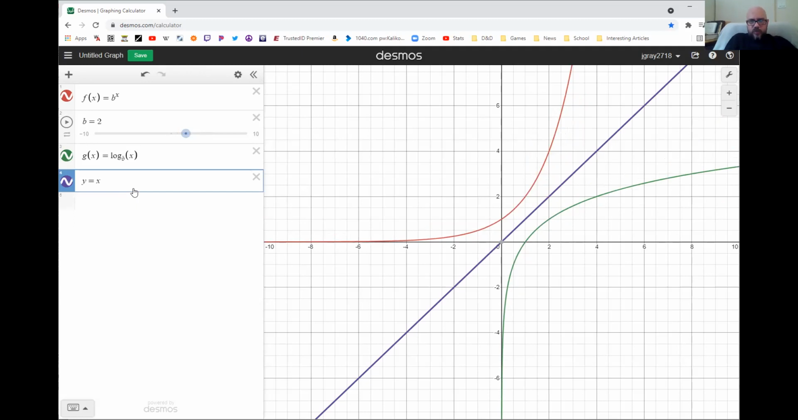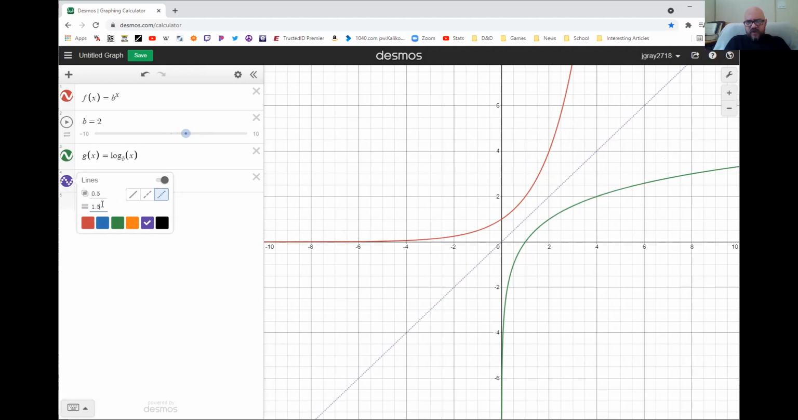And I'm also going to do the line y equals x. We're going to make that a little bit nicer looking, make it dotted, give it an opacity of maybe 0.5 and a width of like 1.5. There we go. That looks nice. And so now we can see that these two things are inverses of each other. So if I want to graph log base b of x, the easiest way is probably to graph b to the x and then find the inverse of it. I think that's probably the simplest thing you can do.